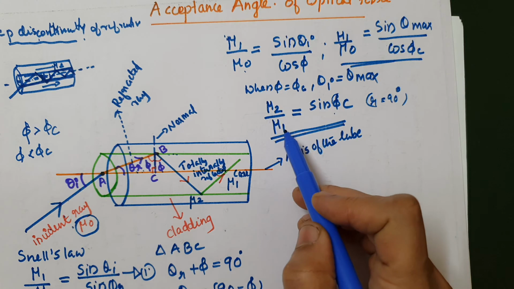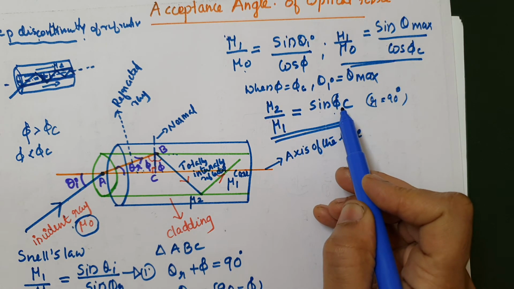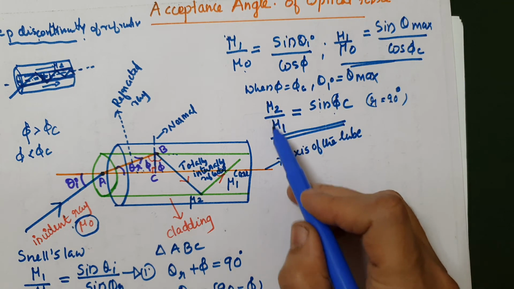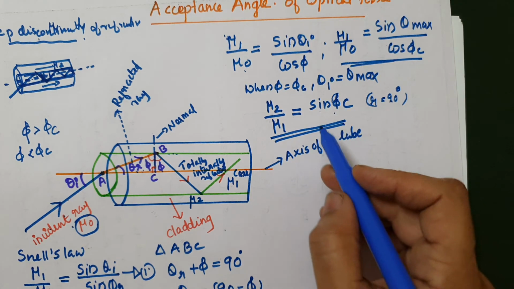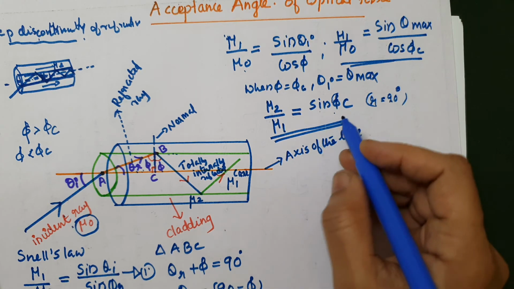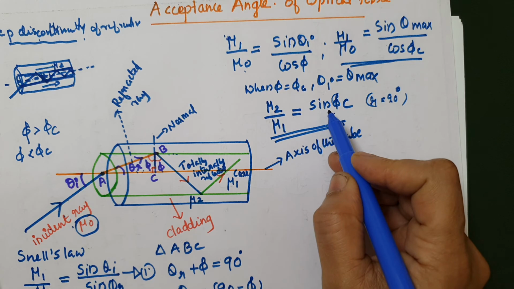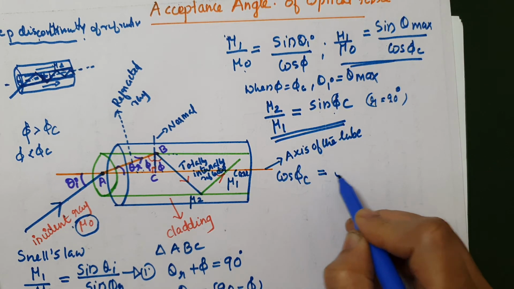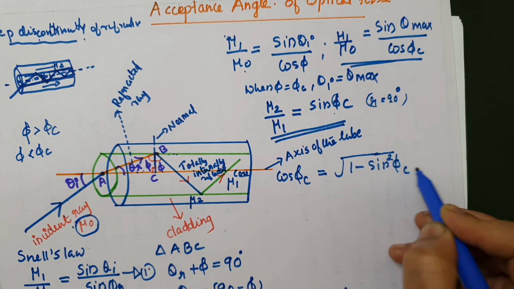Mu 2 by mu 1 is sin phi c, where phi c is the critical angle, and the corresponding angle of refraction will be 90 degrees. Hence, we can write this equation: mu 2 by mu 1 is equal to sin phi c. So here sin phi c can be written as mu 2 by mu 1, and cos phi c is equal to root of 1 minus sin square phi c.